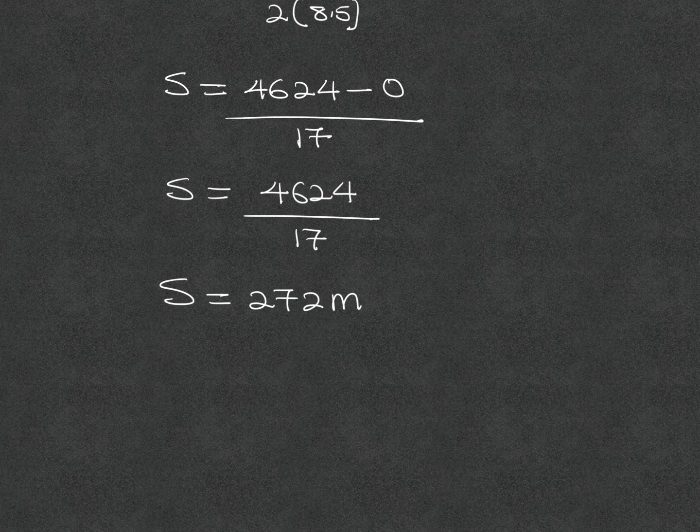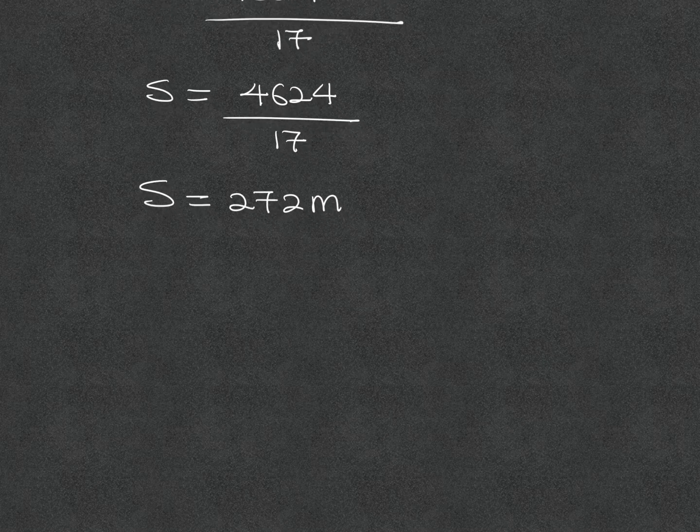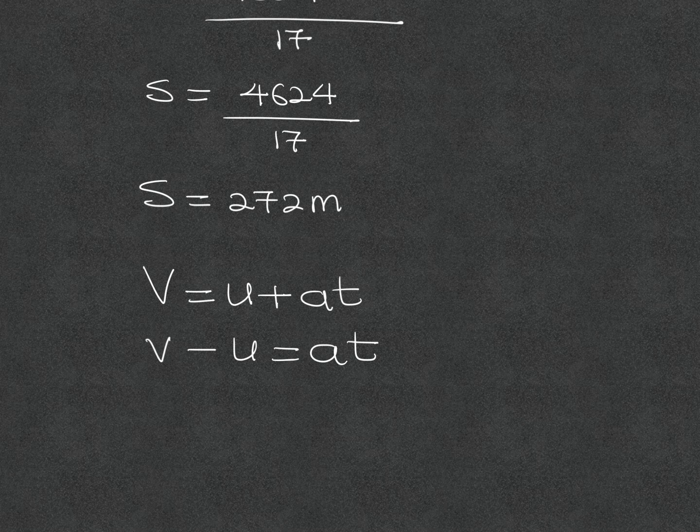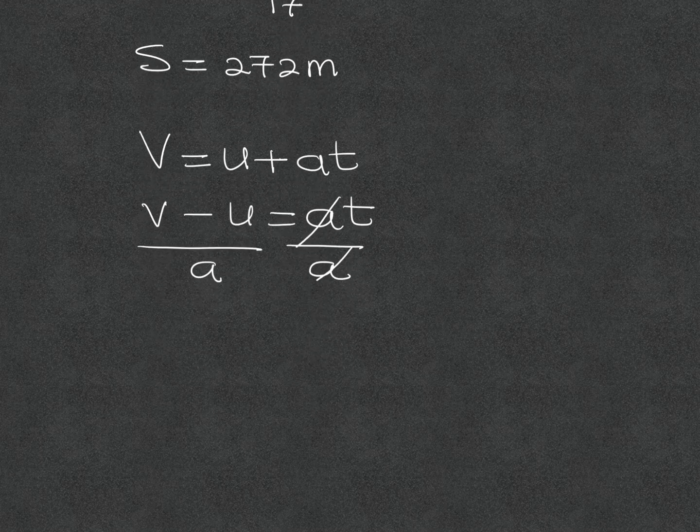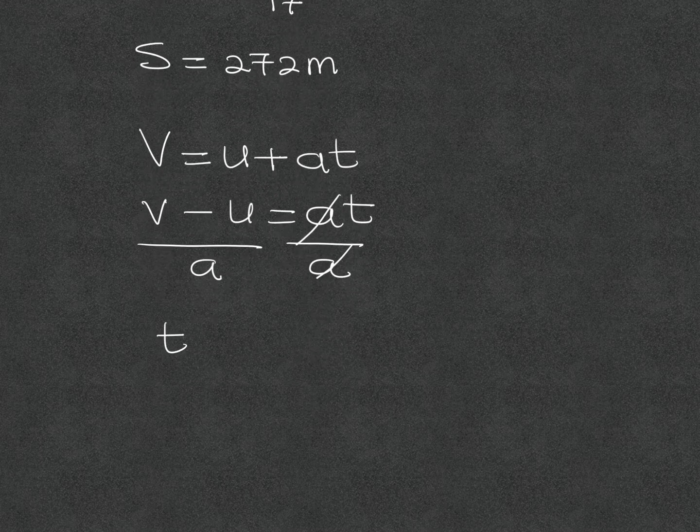So how do we find time? Well, we can use v is equal to u plus at. In that case, v minus u is equal to at. To make t the subject of the formula, we divide both sides by a. Therefore, time is equal to v minus u divided by a.